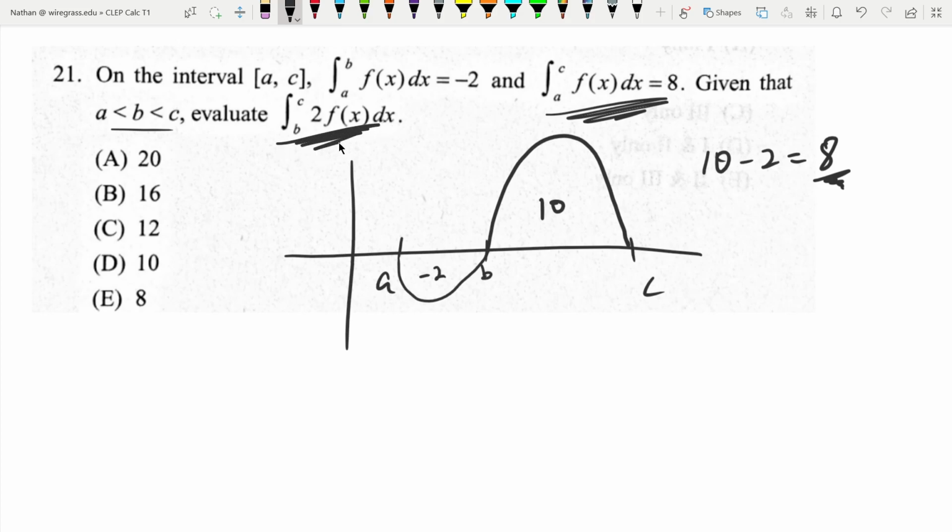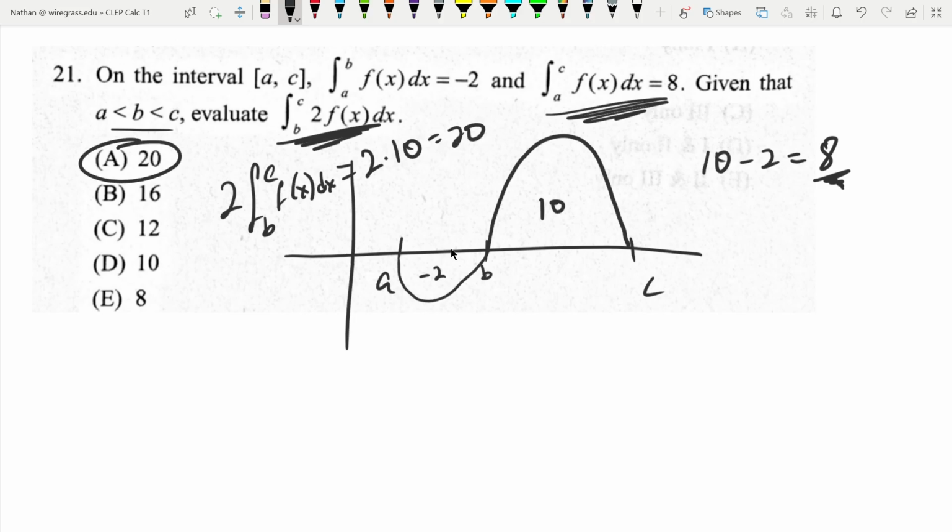Is the integral from C to B, or from B to C, I should say, is 2 times f of x. That's the same thing as 2 times the integral from B to C of f of x dx. And we know that this is 10. It's going to be 2 times 10, which is 20. It has to be A. Don't get confused that this thing is going to be like 6 because you go 8 minus 2 is 6. No, it's not going to be 12 when you do twice that. It's going to be 20.